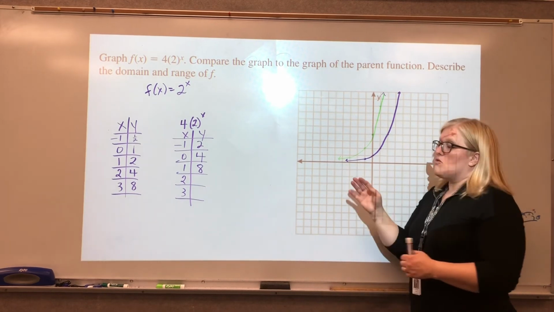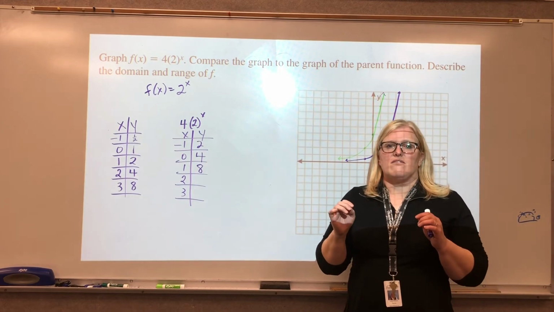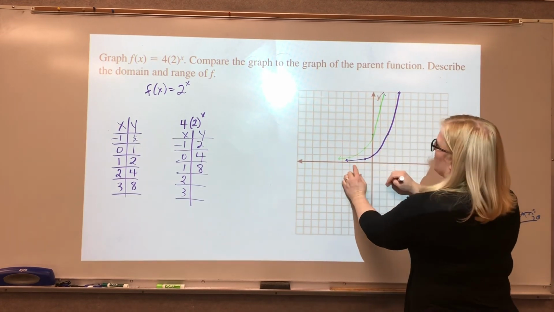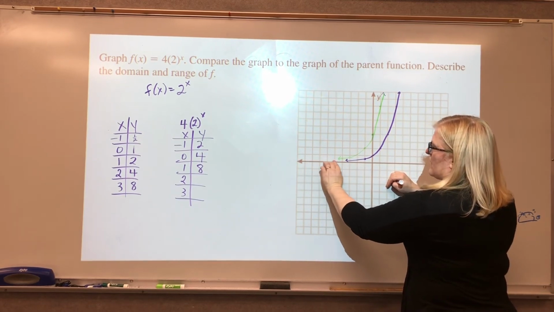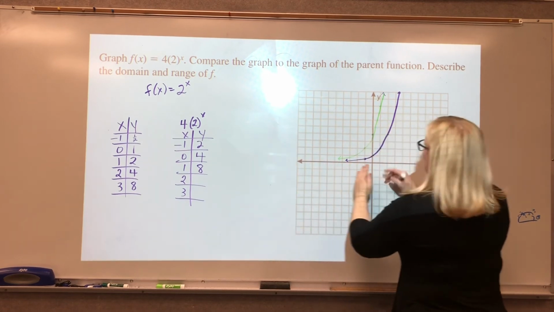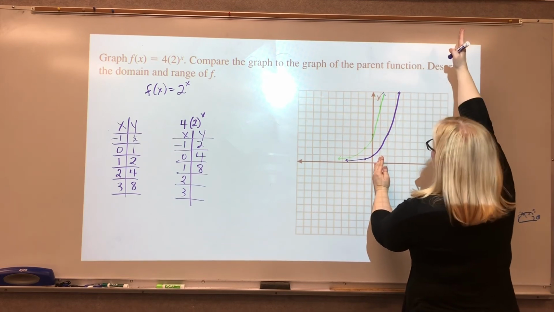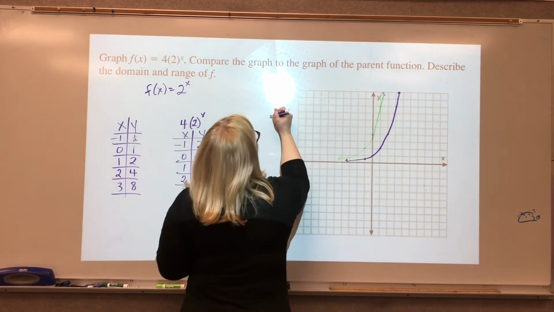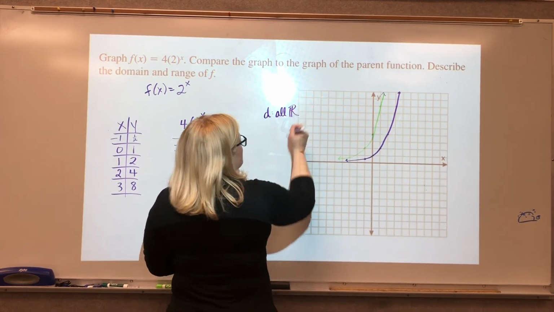All right, so my domain, remember my domain is the values that the x can be, all right? And if you look at the graph, this is going to go on forever. It's going to hug 0. It's going to go on forever. So it covers all these values of x. And over here, this also is going to go on forever at an angle. So it covers all these values of x. So my domain is all real numbers.